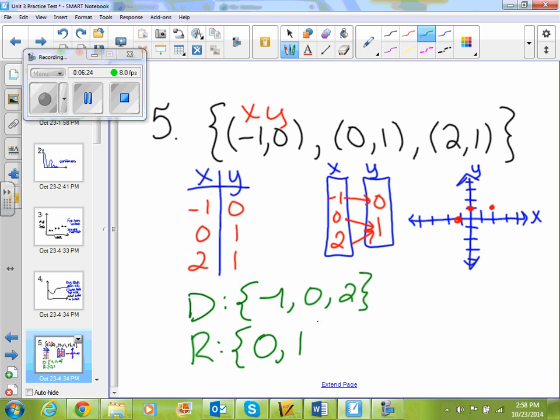0, 1, and 1, so do 0 and 1. We don't have to write them twice. Okay, and then the last thing it asks us to do is decide whether or not this is a function.